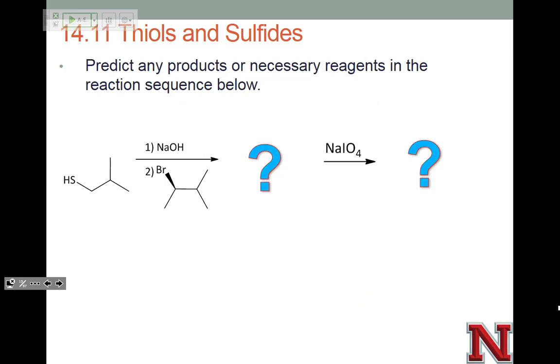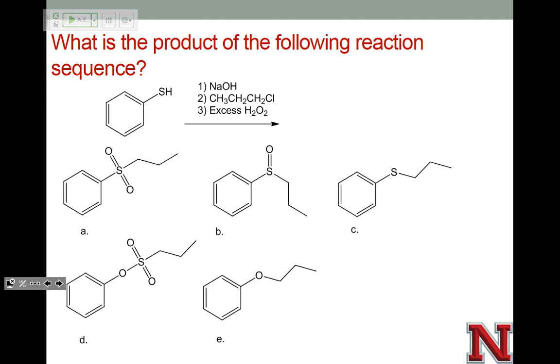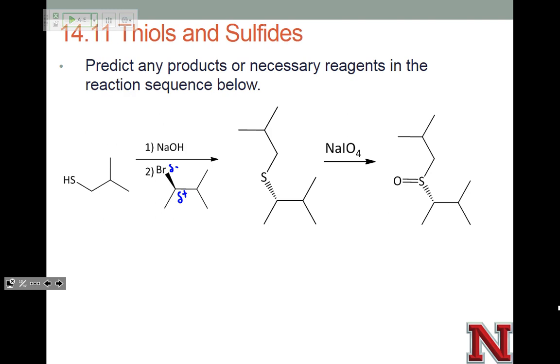So if we look at this example, if we take this thiol salt and react it with sodium hydroxide, we will deprotonate it, and then it will attack the partial positive carbon of our alkyl halide. Now remember, this is an SN2 reaction, so we're going to get inversion of stereochemistry. So there is our inversion of stereochemistry that we see at that partial positive carbon. Then we have an oxidizing agent, NaIO4. This one will stop at the sulfoxide, so we draw that one.